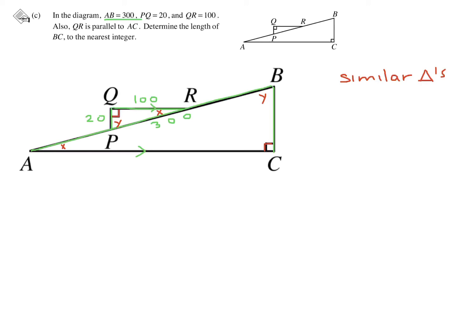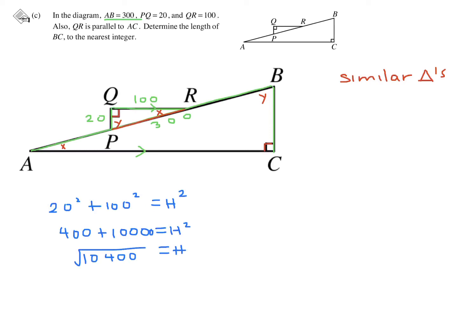And we probably are going to need the hypotenuse, this one right here, and we can easily figure that out using Pythagoras. So it would be 20 squared plus 100 squared is equal to h squared, h for hypotenuse. So we have 400 plus 10,000 is equal to h squared, and therefore h is the square root of 10,400.